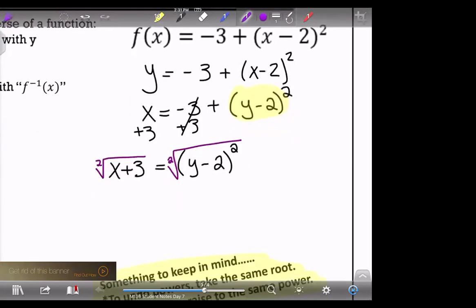So I don't know what the square root of x plus 3 is, so I'm going to leave it as the square root of x plus 3. Remember, since this is a square root, we don't have to write that little 2 in there. It's assumed because square root's the most common. And then on the right-hand side, when I square a square root, or square root a square, this is going to cancel with this, and it's just going to leave us with y minus 2.